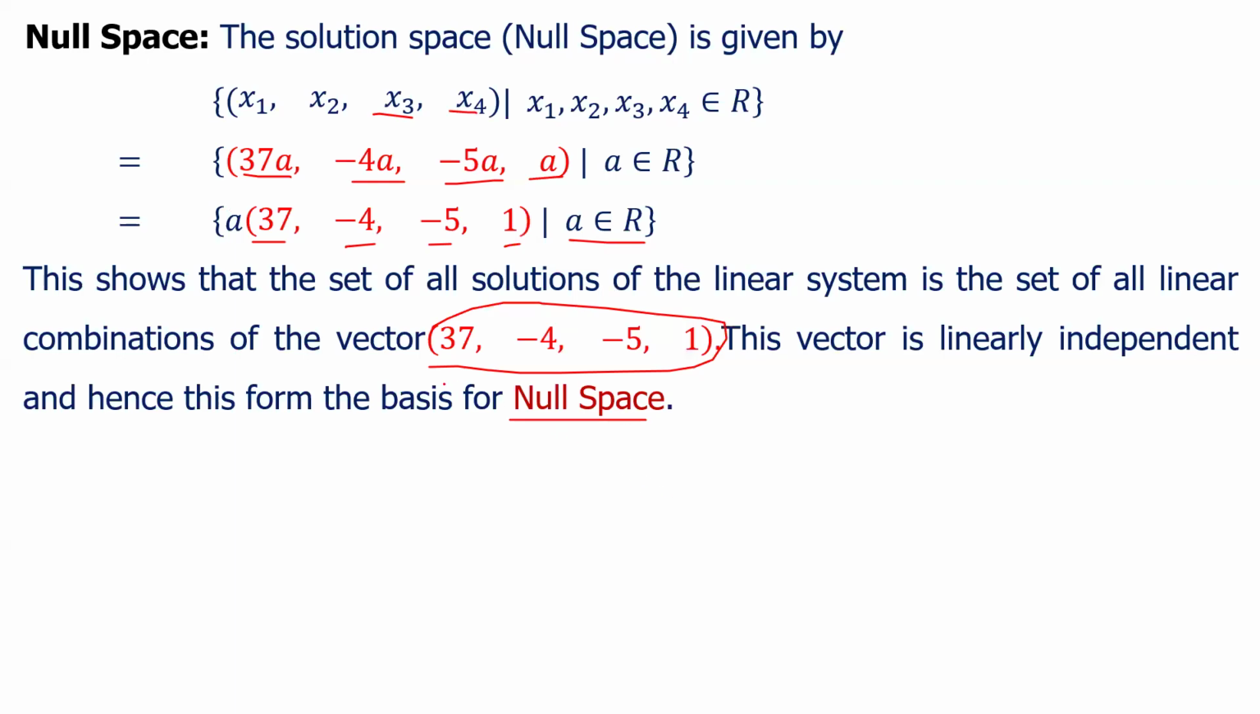Therefore, null space has only one element, (37, -4, -5, 1). This vector is linearly independent because it is only one, hence this forms the basis for null space. Now let us find out what is the column space.